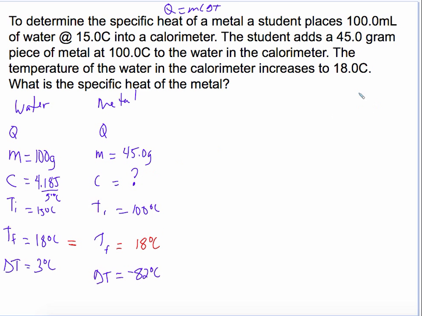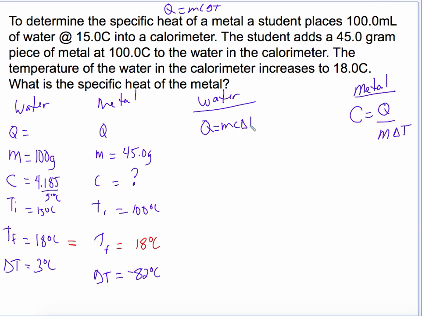Okay, now it says, what is the specific heat of the metal? So we're looking for C. To get C, we're going to need to know Q, and we're going to have to divide that by M delta T for the metal. The problem is we don't know Q, and there's no way to find it without knowing C. But we do have enough information. We can take the water data and find Q for the water by doing Q equals MC delta T for the water. Because the Q for the water is going to equal, in magnitude anyway, not sign, the Q for the metal. We'll talk about the sign in a second.